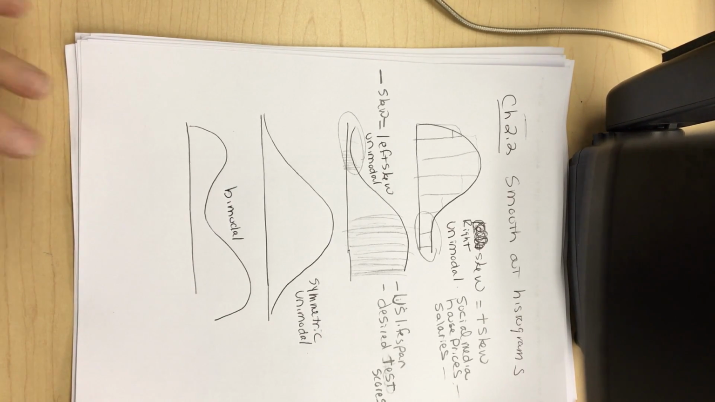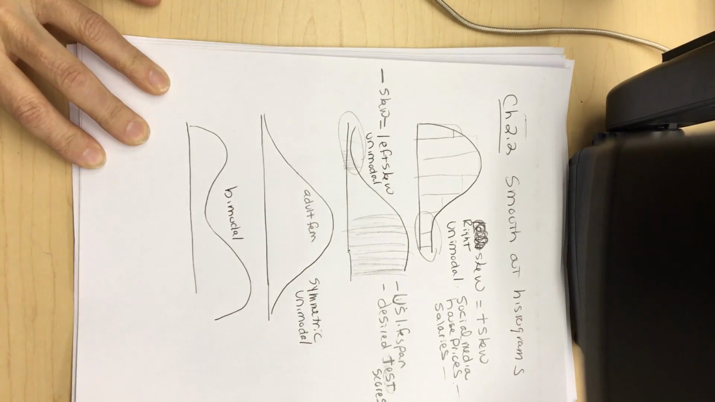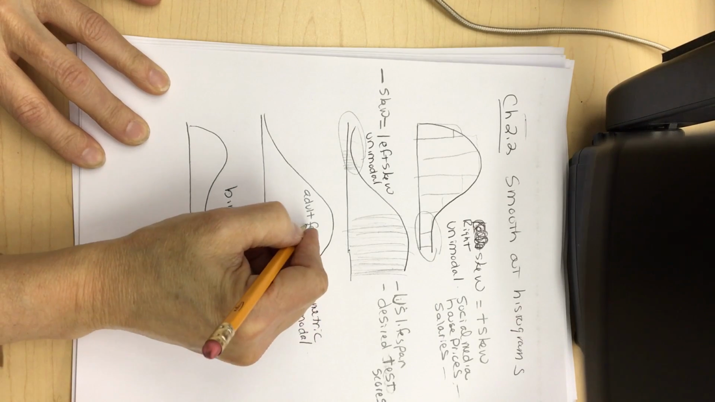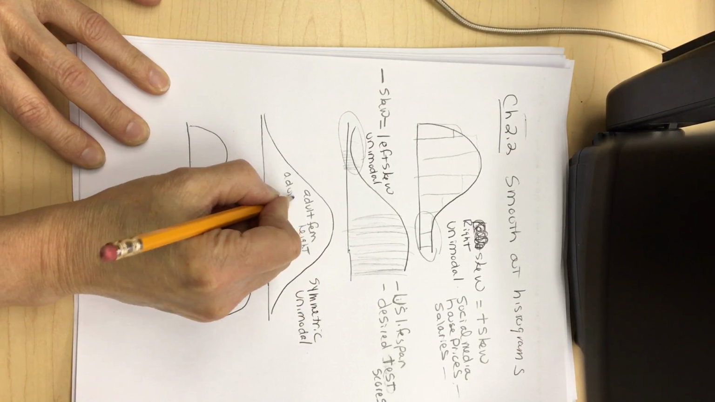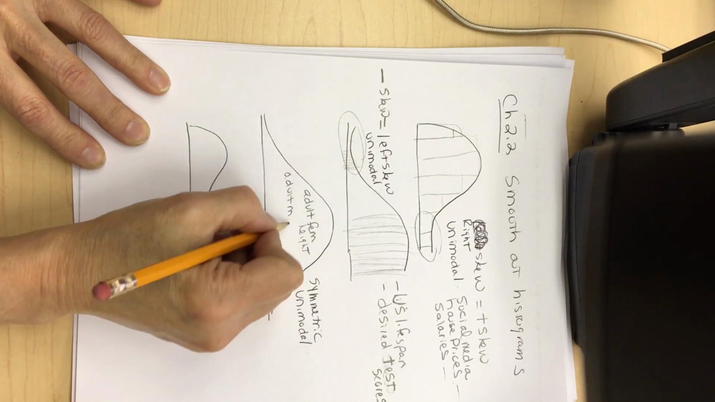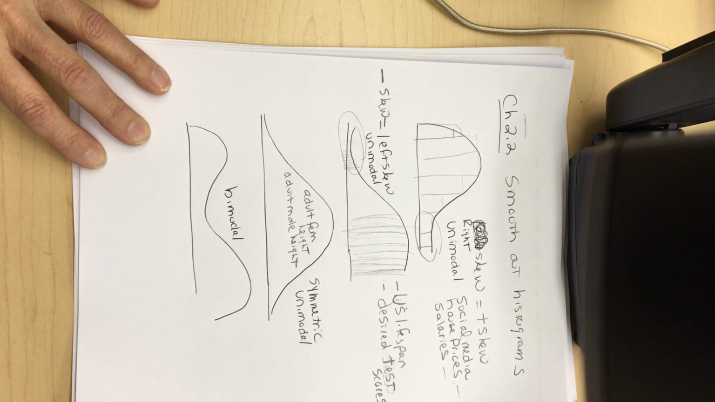Gosh, so many things in biology, I mean, nature is what I mean. Adult female heights or adult male heights. Just don't put the males and females together, because then it's probably going to become bimodal.